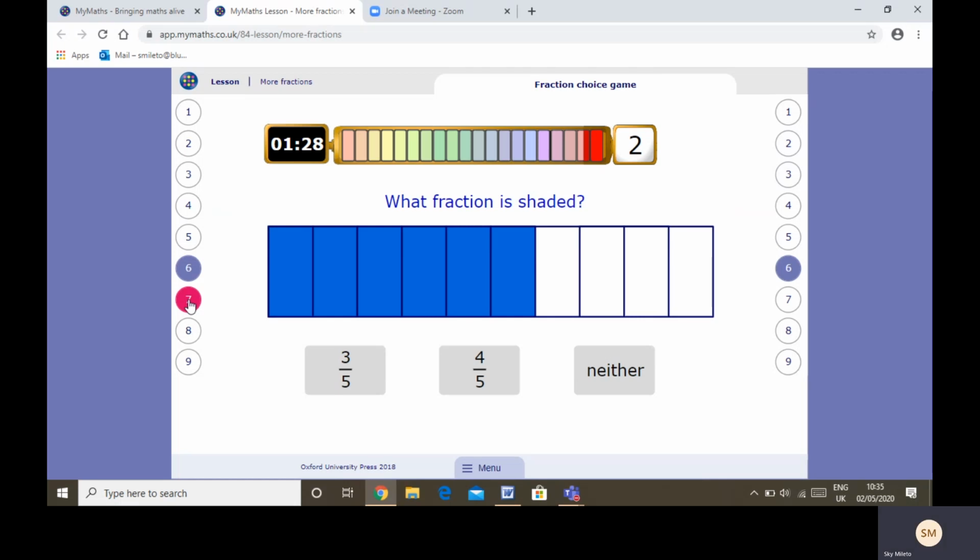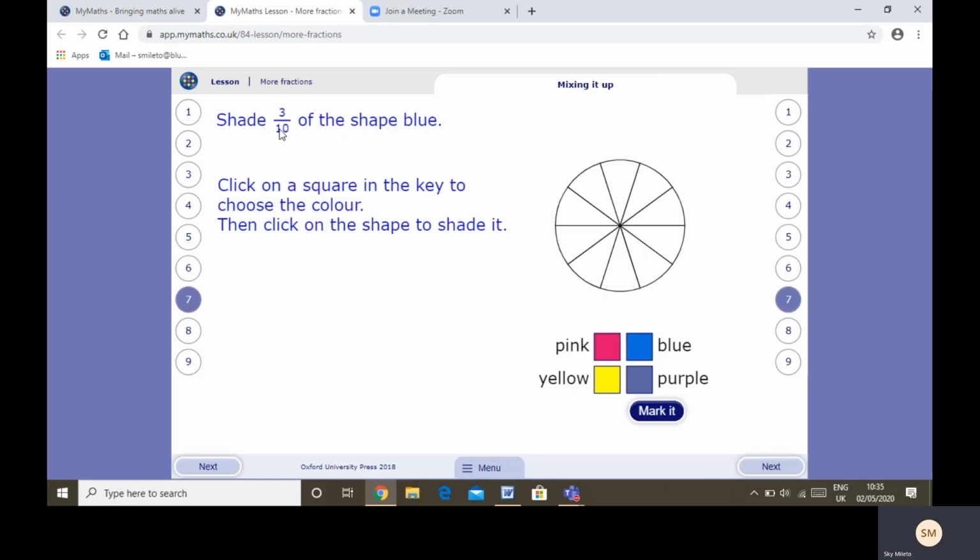Game 7. Shade 3/10 of the shape. Okay, so I could shade them in any colours. You get to pick the colour this time. So I'm going to count how many parts there are. 1, 2, 3, 4, 5, 6, 7, 8, 9, 10. There are 10 parts and I need to shade 3. I'm going to do 1 pink, 1 yellow and 1 purple.